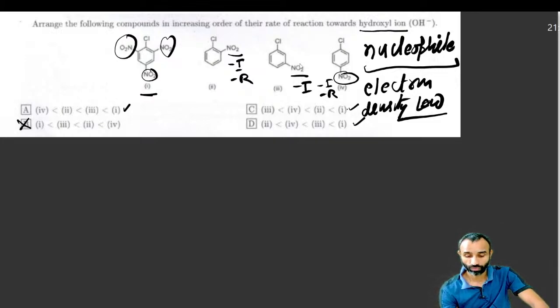Yes, in the first case it is minus I minus R. In here it is minus I only. It is again minus I minus R. So third should be least. So third is least in C only. So we can get an idea. Now if we compare ortho and para, in the ortho case, minus R is the same in both cases, but at the ortho position minus I is more, so it is treated as more withdrawing, right?